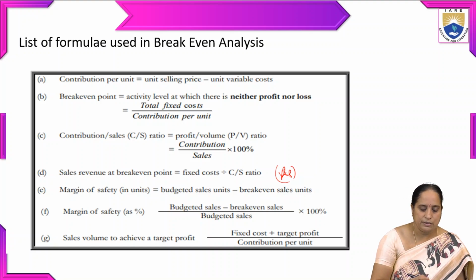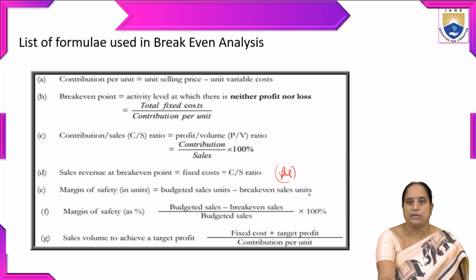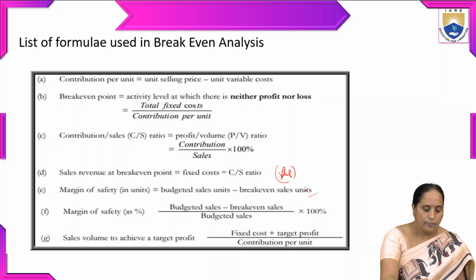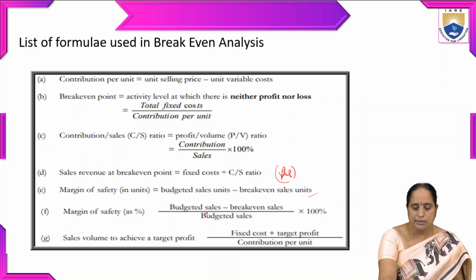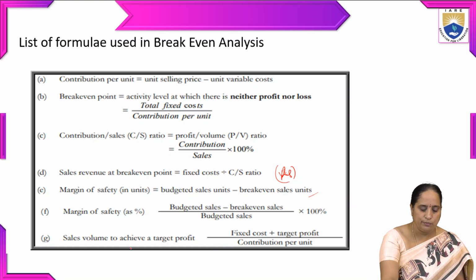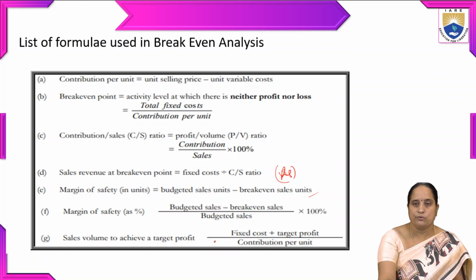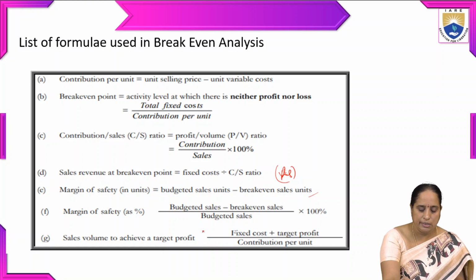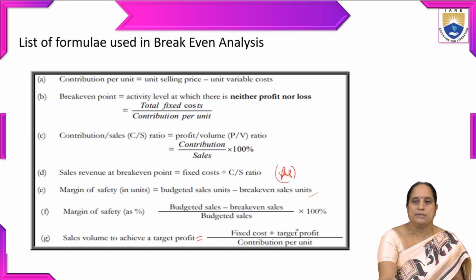Then margin of safety in units. The formula is budgeted sales units minus break-even sales units. The next, margin of safety in terms of percentage. The formula is budgeted sales minus break-even sales divided by budgeted sales into 100%. Next, sales volume to achieve a target profit can be derived by using the formula fixed cost plus target profit divided by contribution per unit.